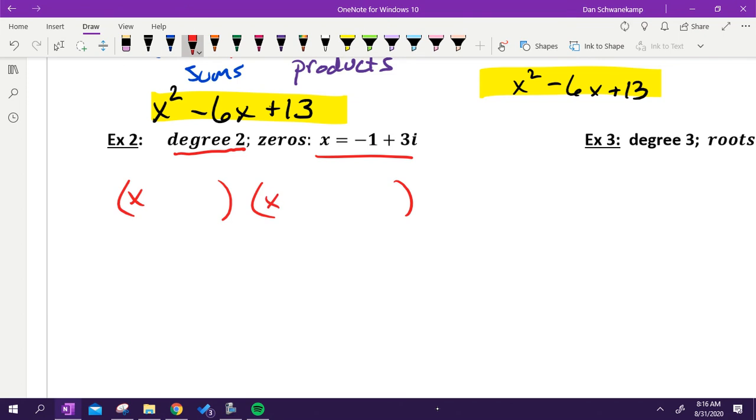Okay, careful with this. Remember, when we write factors, it's always x minus the factor. So if it's x minus negative 1 plus 3i, it's really going to be x plus 1 plus 3i. There's 1. And technically you would distribute the negative, but it's not going to really matter because we're dealing with conjugates. And what's the other 0 going to be?